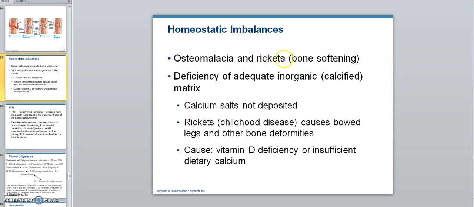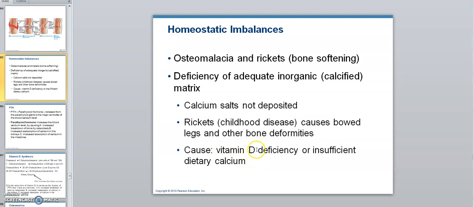Rickets has to do with a vitamin D deficiency, but with osteomalacia and rickets, the bones are soft, which means you have the organic matrix, which was the cells, fibers, and AGS, amorphous ground substance, but not enough inorganic matrix, which is the calcified matrix. So the bones, therefore, are soft. There's a deficiency of adequate inorganic calcified matrix. Calcium salt's not deposited. Rickets gives bowed legs and so forth. Vitamin D deficiency is the cause of this, or insufficient dietary calcium.